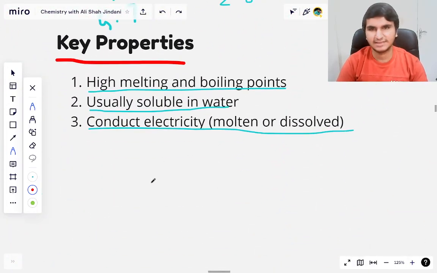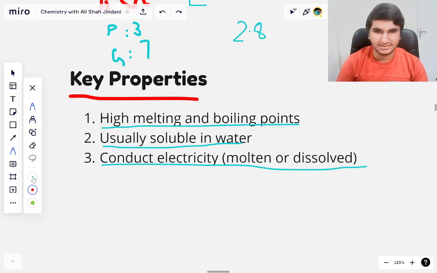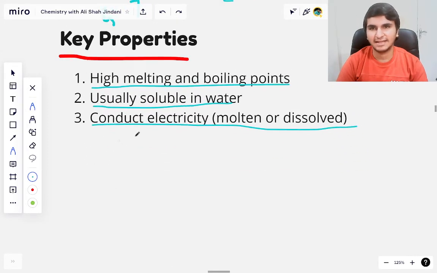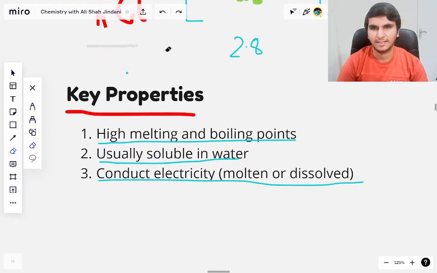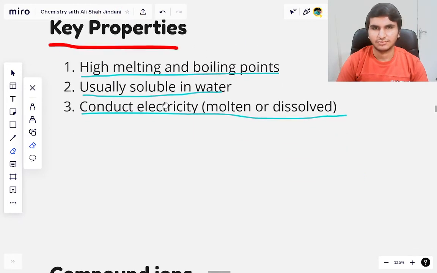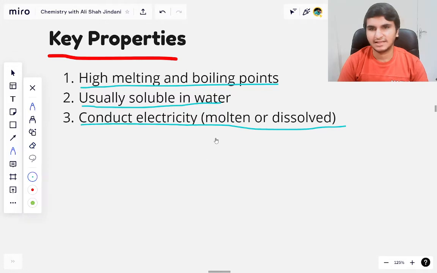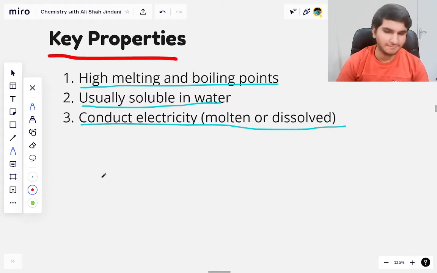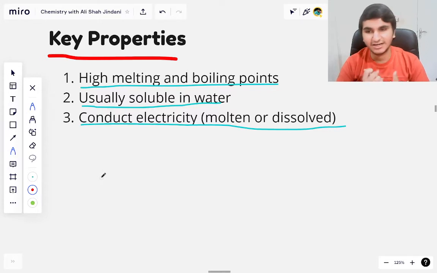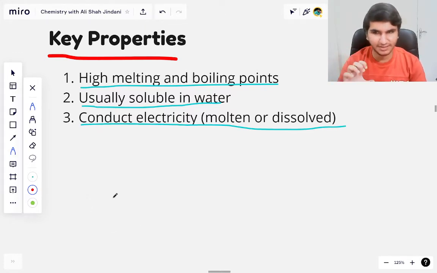I have told you this because without it, the properties would be a little more difficult to discuss. First things first, they have high melting and boiling points. I'm first going to erase this to make some space. You should know that ionic compounds have very high melting and boiling points, which is why they are solid at room temperature. The salt that you eat and other ionic compounds are solids at room temperature, because the forces of attraction between them are very, very strong.